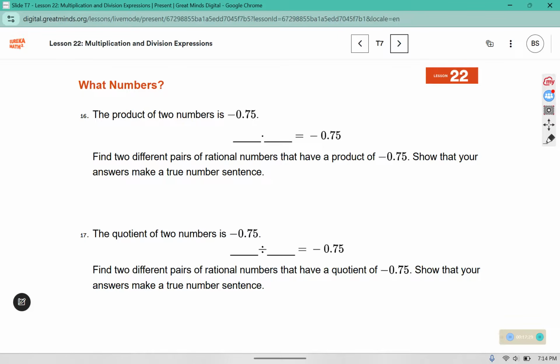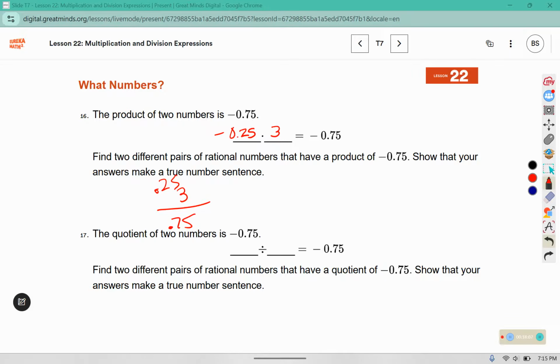The product of two numbers is negative 0.75. Find two different pairs of rational numbers that have a product of negative 0.75 and show that your answer makes a true number sentence. Well, 75 is 3 sets of 25, but we need one of them to be negative. Oh, I wrote a 2 instead of a 3. 3 times 25 is 75. So if I have 0.25, that would be 0.75.